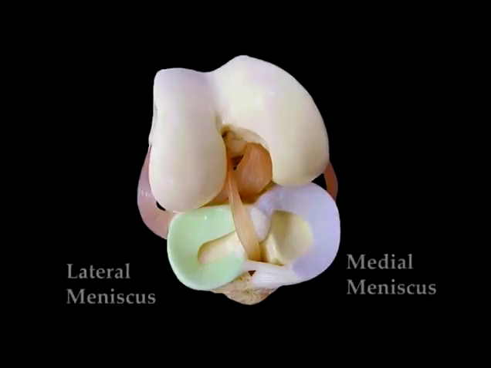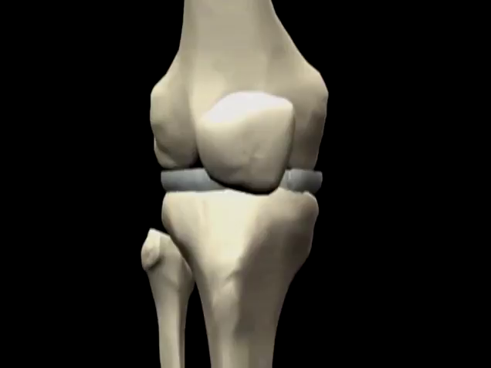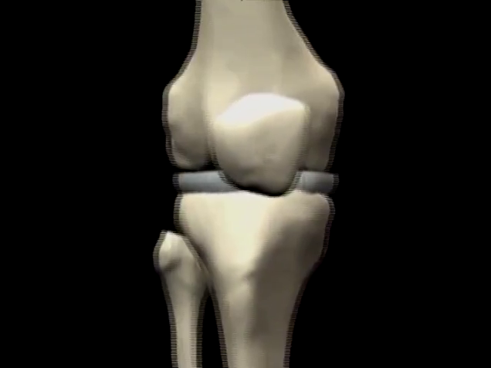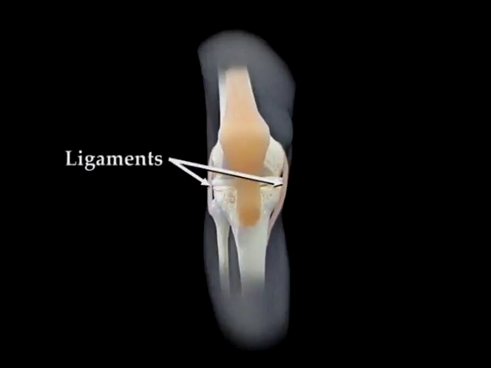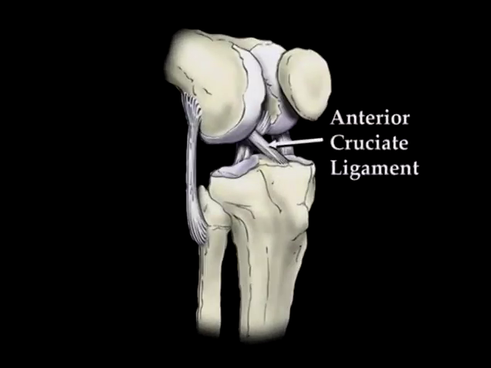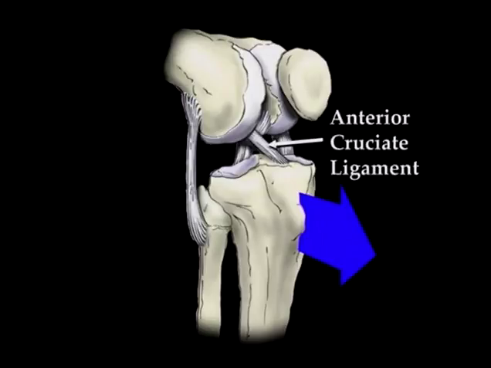Pads of cartilage, known as the lateral meniscus and medial meniscus, further cushion the joint, acting as shock absorbers between the bones. A ligament is made of tough fibrous material and functions to control excessive motion by limiting joint mobility. There are 4 ligaments that are critical to the stability of the knee joint. The anterior cruciate ligament begins at the back of the femur and inserts on the top of the tibia. Its function is to limit the forward motion of the tibia on the femur.